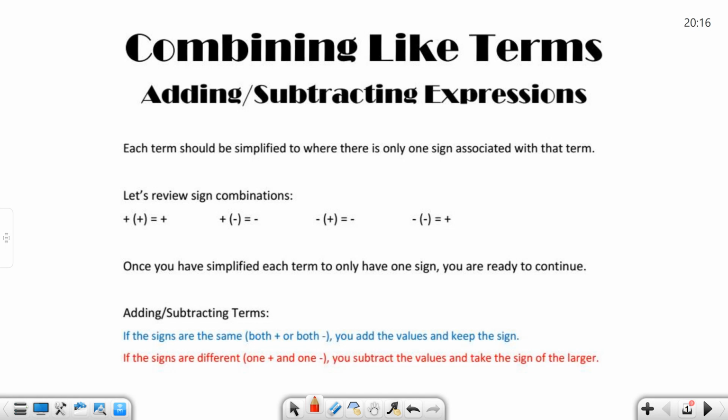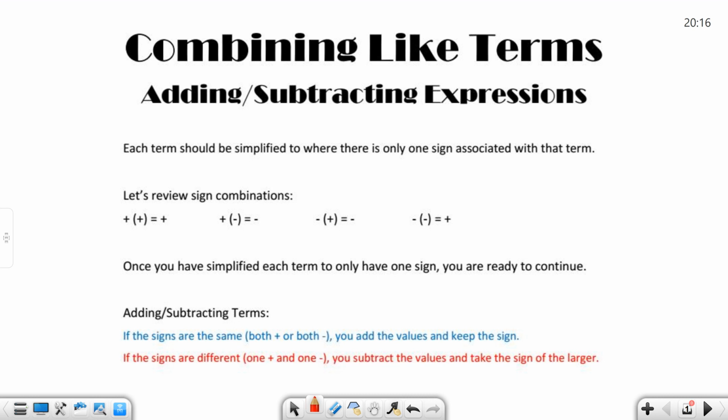Combining like terms, adding, subtracting expressions. So this is a summary of what we talked about when we combine like terms with real numbers. So if you need to go back and watch that video, please do so. Each term should be simplified to where there's only one sign associated with that term.